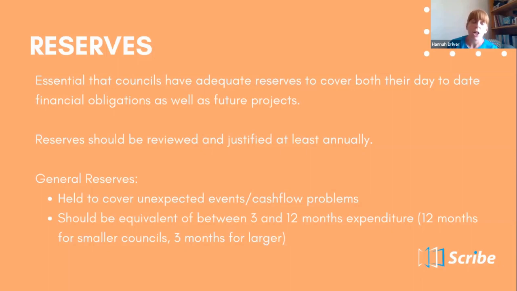General reserves first. They're held to cover unexpected events or cash flow problems. So something happens and maybe it's over and above the contingency in your budget, or you've got a cash flow situation because you've got to make some large spend but you haven't yet had the second half of your precept, for example. They cover fluctuations in incomes and outgoings such as that. It should be equivalent to between 3 and 12 months' expenditure. If you're smaller, it will be closer to 12 months. So if your precept is 20,000, you might find you need to hold 20,000, because that's not that significant and something did happen.